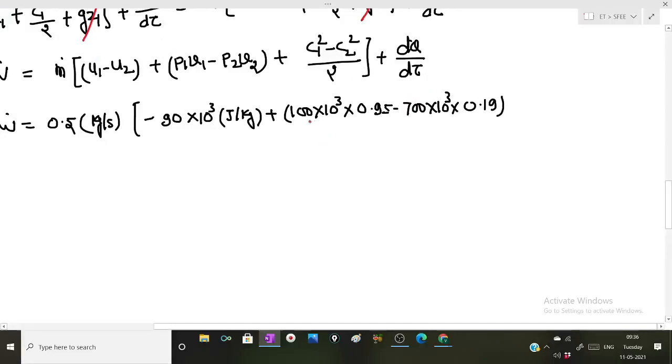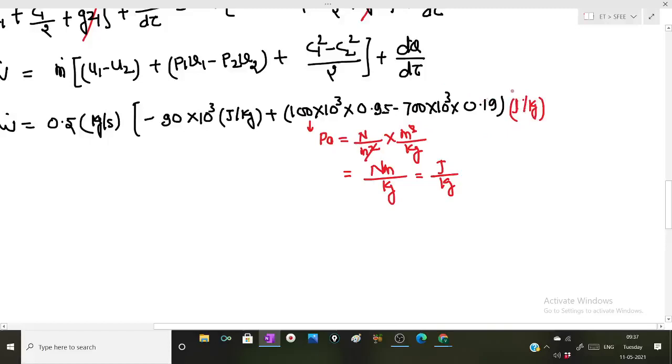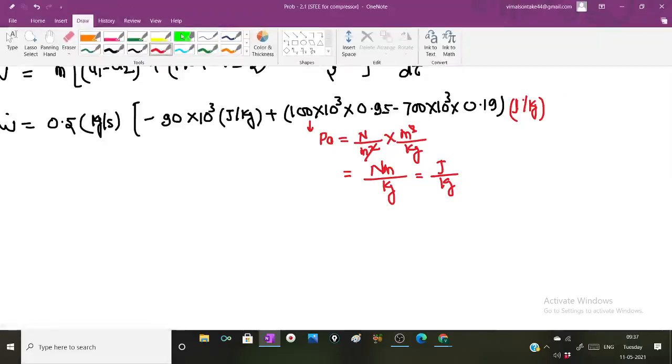So the unit of 100 is Pascal, that is Newton per meter square. And the unit of specific volume is given as meter cube per kg. So this will become Newton meter upon kg, and Newton meter is nothing but joule per kg. So the unit of this entire term will be joule per kg. I am trying to balance the units. That is why I am doing all this exercise.